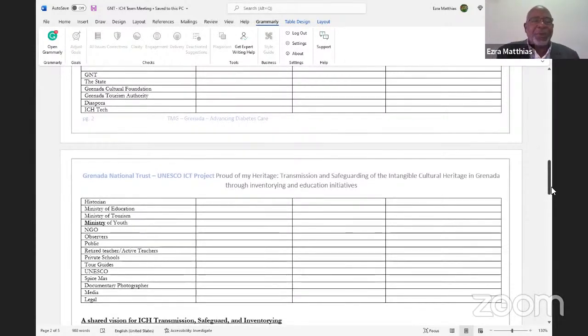I have the Grenada National Trust. They will have to do an activity like the two I just did in their own context. The state, we have representatives of the state here, Ministry of Education, and maybe other ministries. They have to do a similar thing. I'm pretty sure that Marlene and Ms. Finley right now couldn't have those two cells completed.